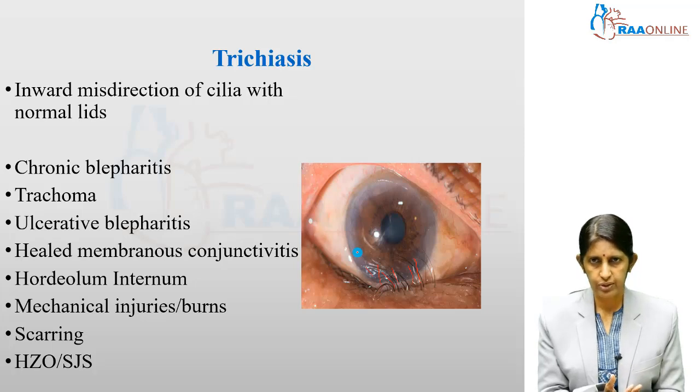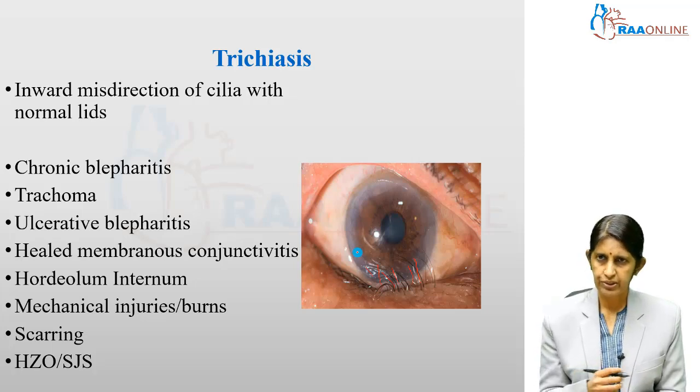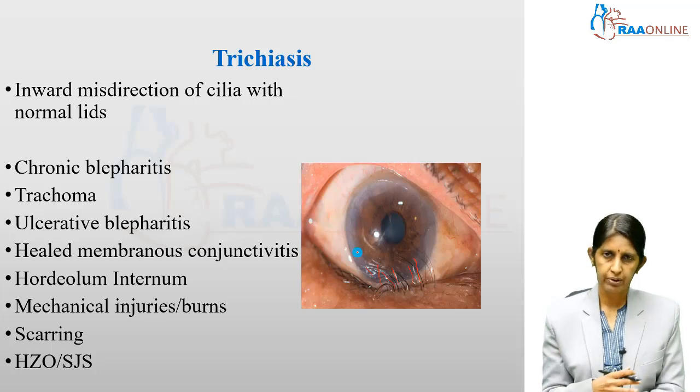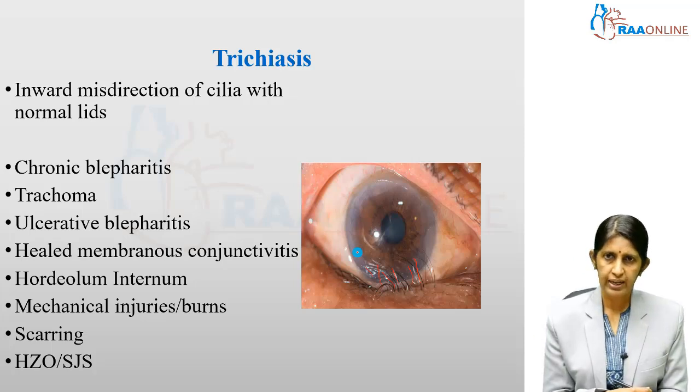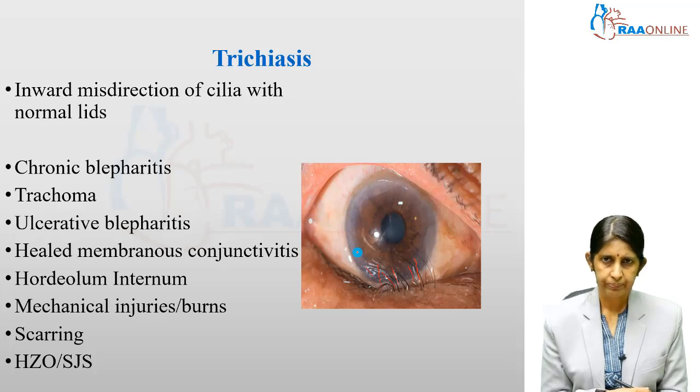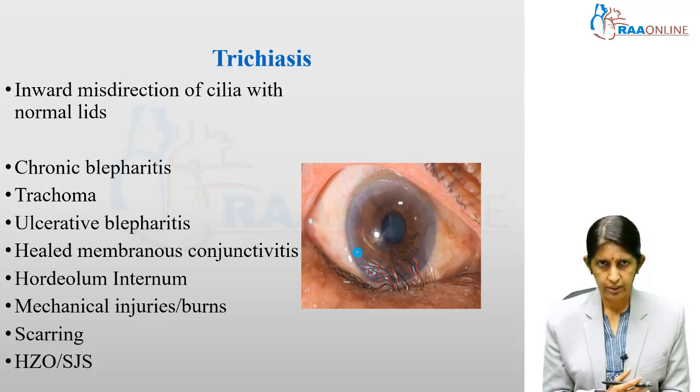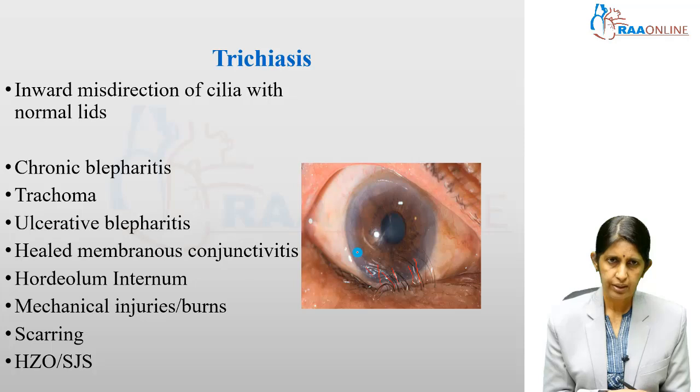It can be quite a dangerous problem, because constant corneal abrasions, if they get infected, can become a corneal ulcer, and it takes a whole lot of antibiotics to heal the corneal ulcer. So this is inward misdirection of cilia with normal lids. Trichiasis can occur in chronic blepharitis, in trachoma, in ulcerative blepharitis, in membranous conjunctivitis.